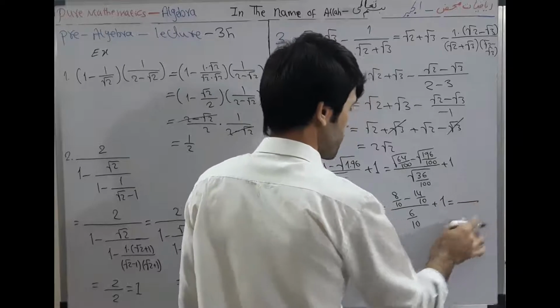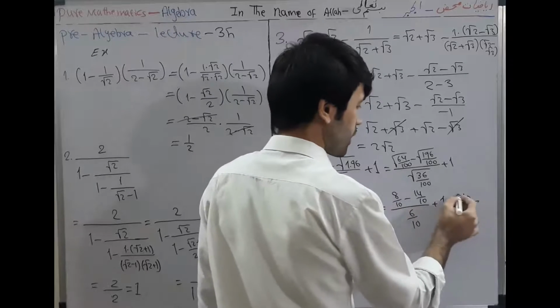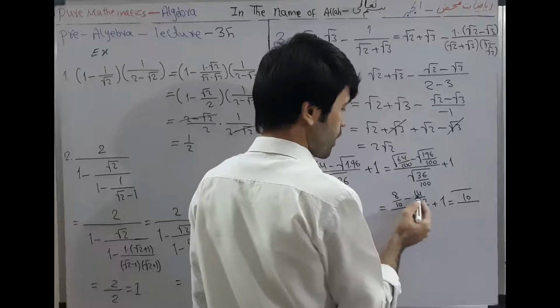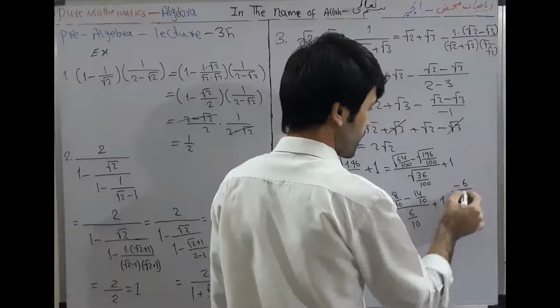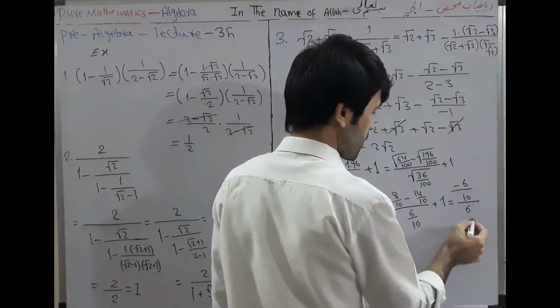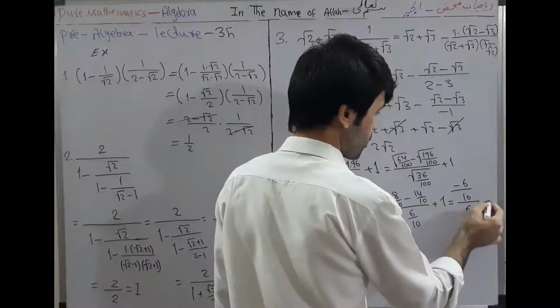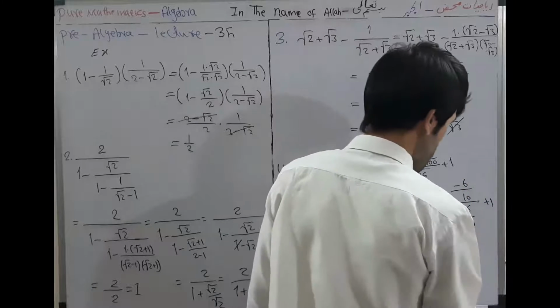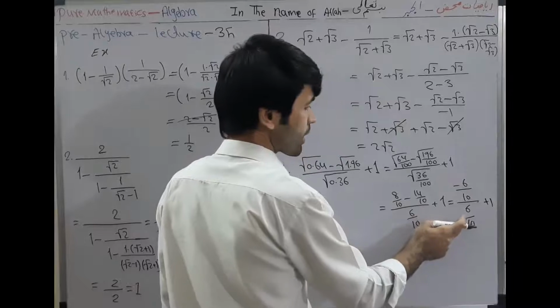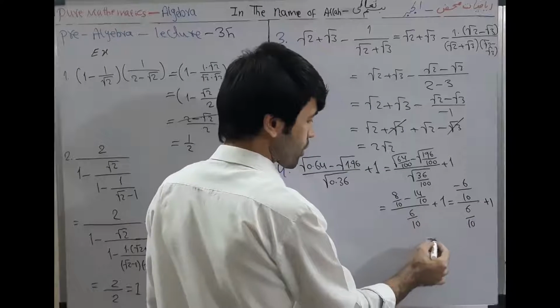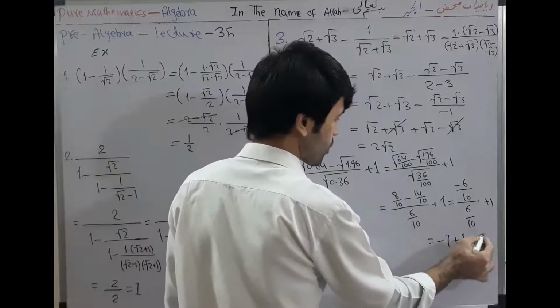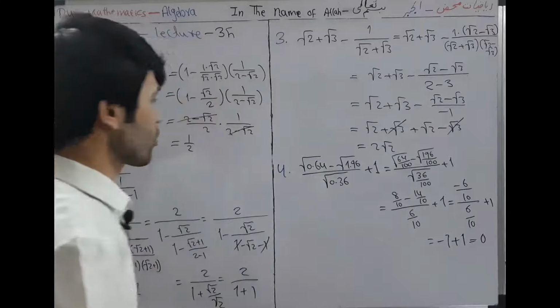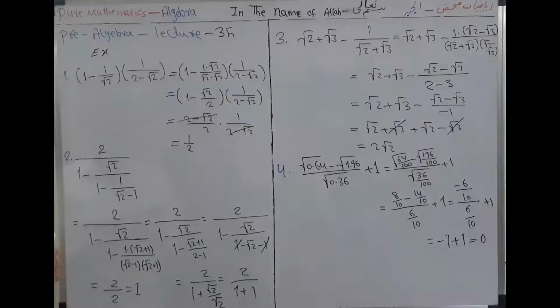Here we get 10 common denominator, 8 minus 14, it is equal to minus 6 over 10 over 6 over 10 plus 1. Minus 6 over 10 divided by 6 over 10, it is equal to minus 1 plus 1 is equal to 0. It is the answer of this question. Question 4. Question 5.